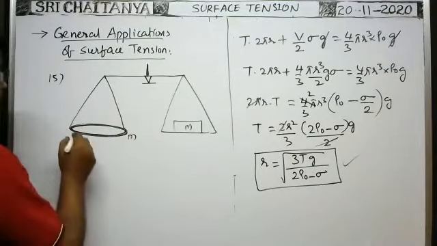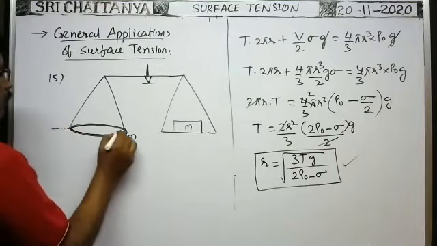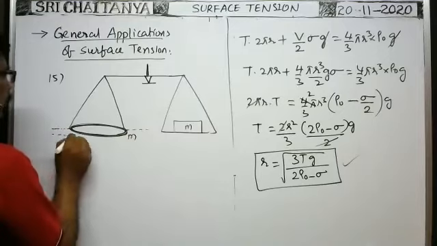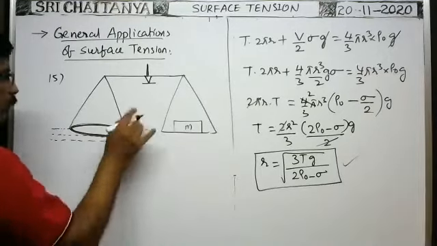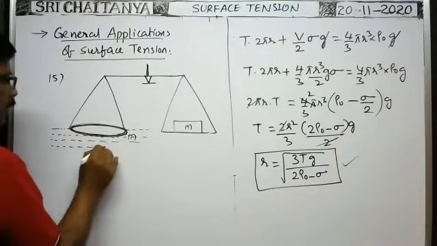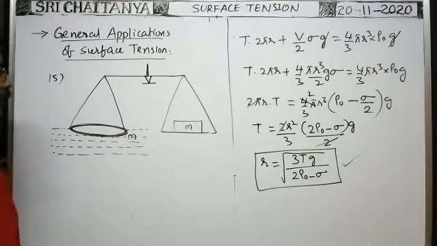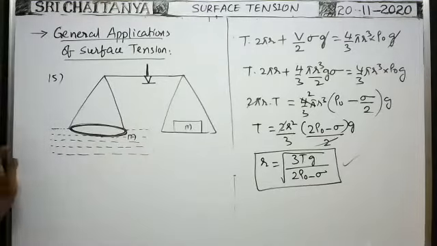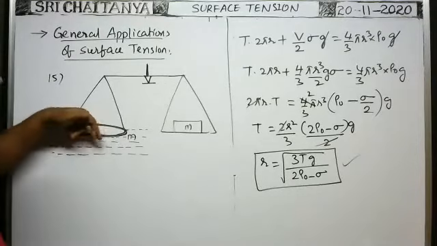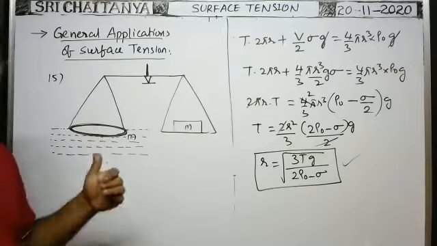Now the ring is made to just come in contact with the surface of the liquid. The beam balance is kept like this only, and the surface of the ring is made to contact just gently with the surface of the liquid in one beaker. Then what happens?